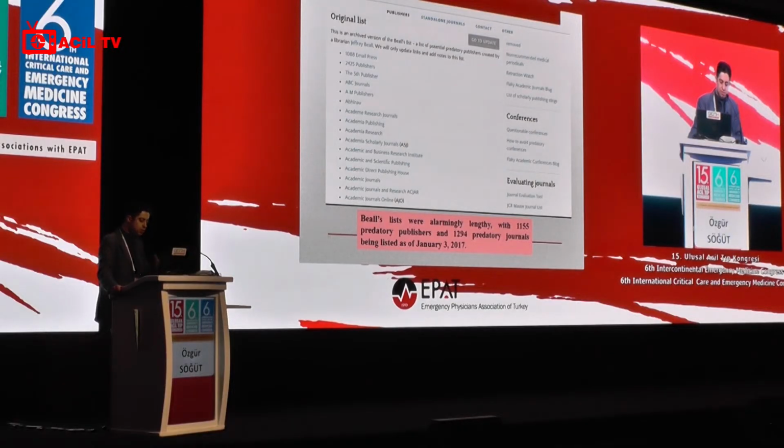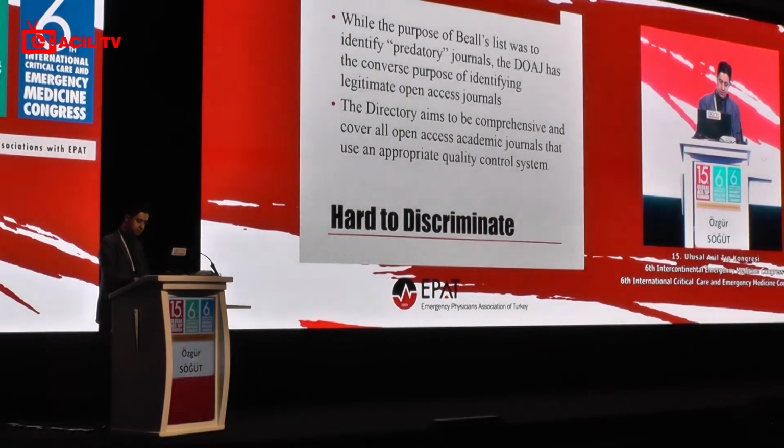These lists were alarmingly lengthy, with 1,155 predatory publishers and 1,294 predatory journals being listed as of January 3, 2017. You can access this original list from this website.